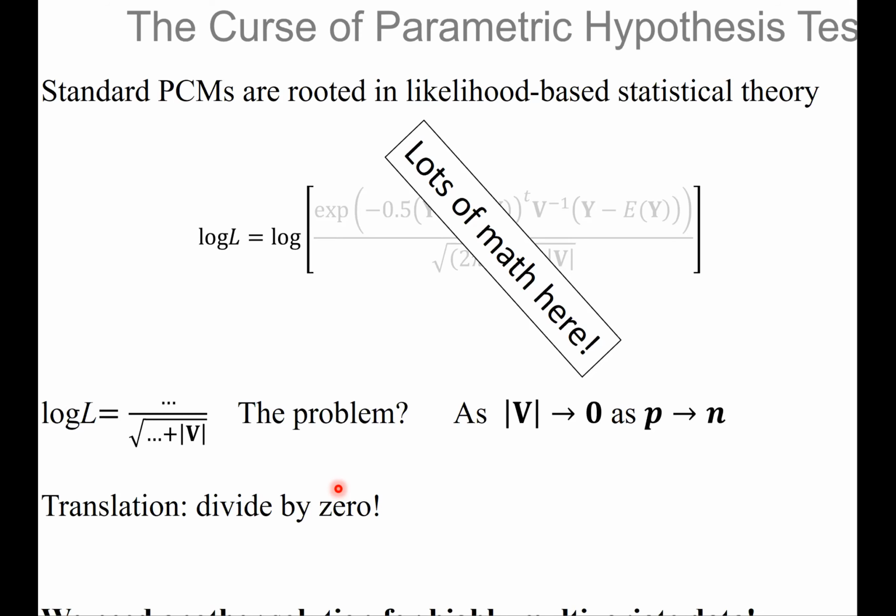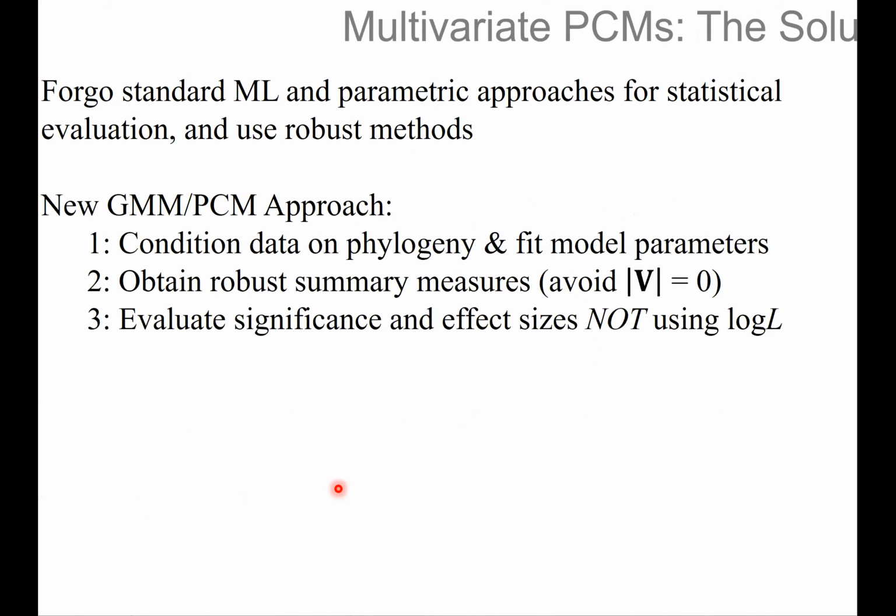I would argue that what we wish to do here is, in fact, forego standard maximum likelihood and parametric approaches and instead use a set of robust methods. And the procedures that we've been developing in our lab embody 3 steps. First, we condition the data on the phylogeny and fit the model parameters. That step, model fitting, largely works as before, although I'll tell you how we implement it very shortly.